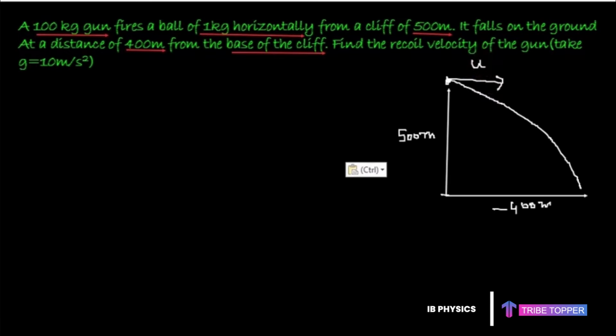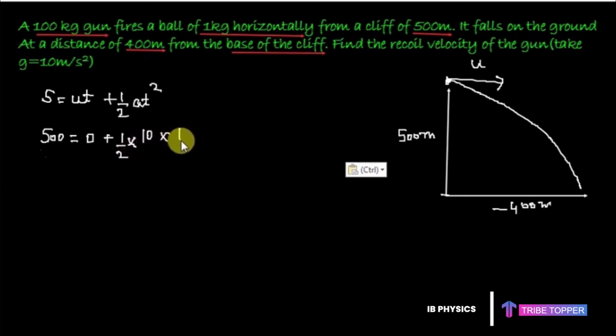This velocity is going to remain constant throughout its motion, and it has zero vertical component in the beginning. Now for vertical motion, we just apply the equation of motion, s is equal to ut plus half at square. For the vertical motion, H is 500, so we have 500 equals the initial vertical velocity, which is 0, plus half times g, which is 10, times t square.